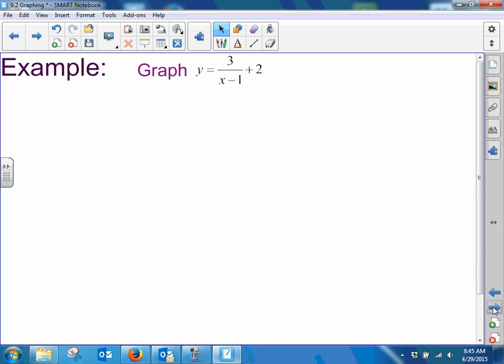So we're going to graph y is equal to 3 divided by x minus 1 plus 2. Okay, what I want you to do to start this, I want you to make these as neat as possible, because that's just going to make it a lot easier for you to remember for the quiz on Tuesday and then the test next Friday. It's just going to make it easy for you.